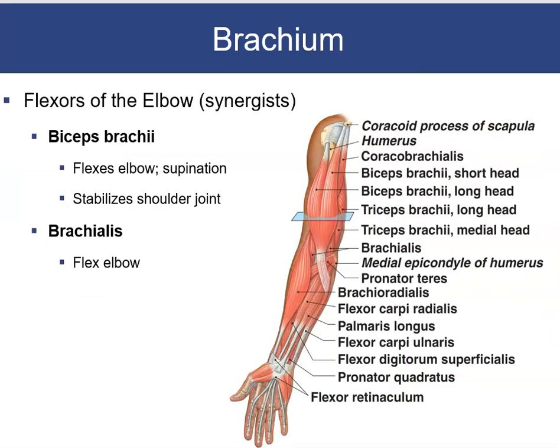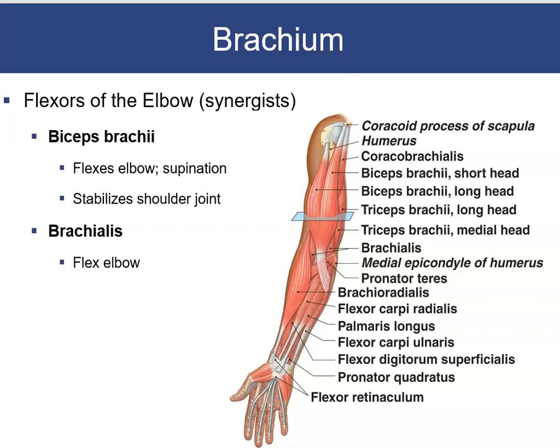Then we have flexors of the elbow. These two muscles are synergists of each other. We have the biceps brachii that flexes the elbow, and it also can cause supination, and it helps to stabilize the shoulder joint. This would be the agonist in our motion of flexion of the elbow.